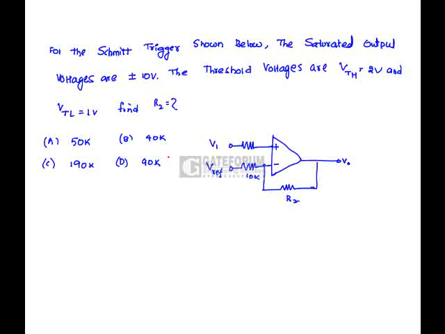In the Schmitt trigger shown below, the saturated output voltages are plus or minus 10. The upper threshold voltage is 2 volts, whereas the lower threshold voltage is 1 volt. We have to find R2 for the given network.